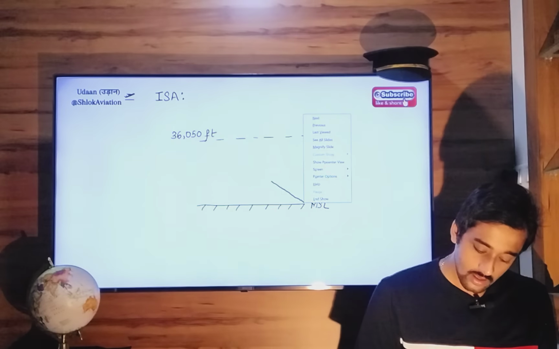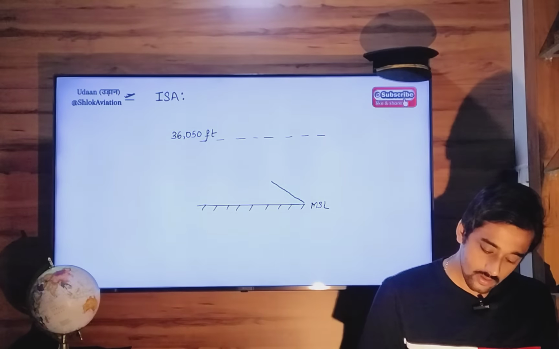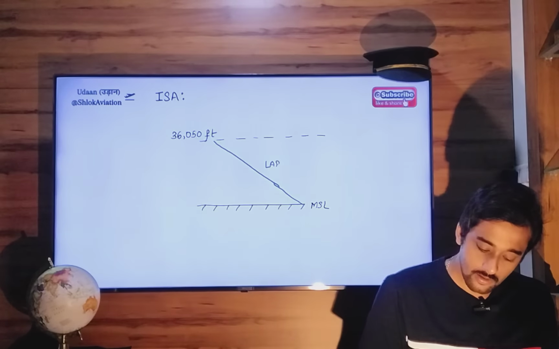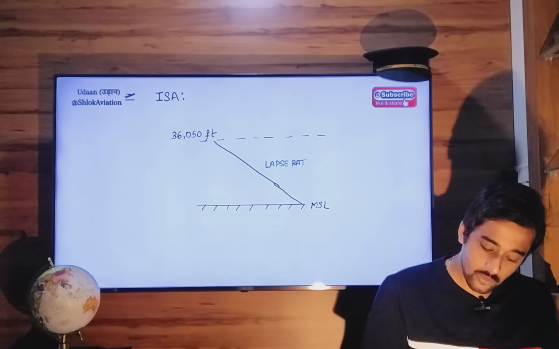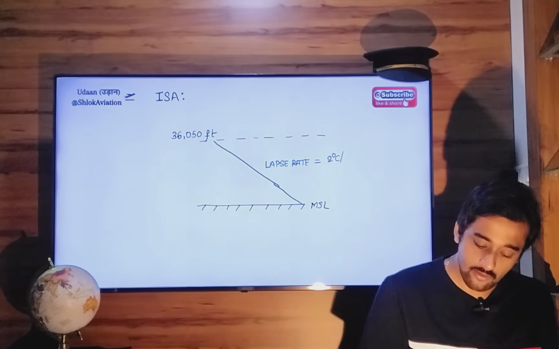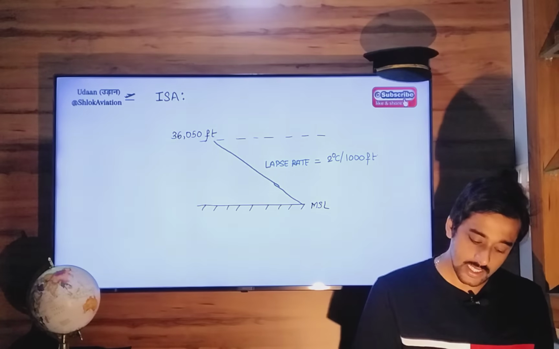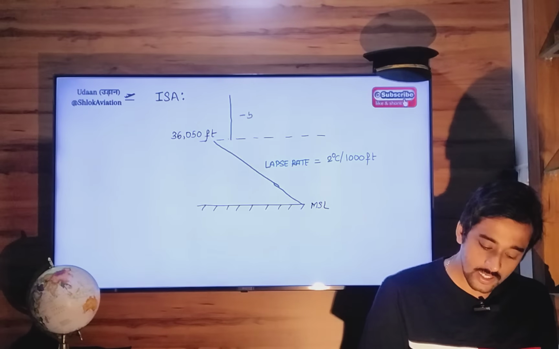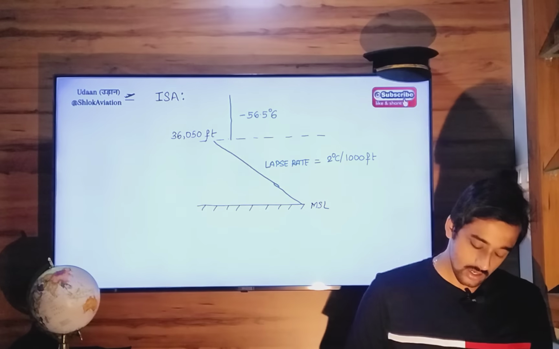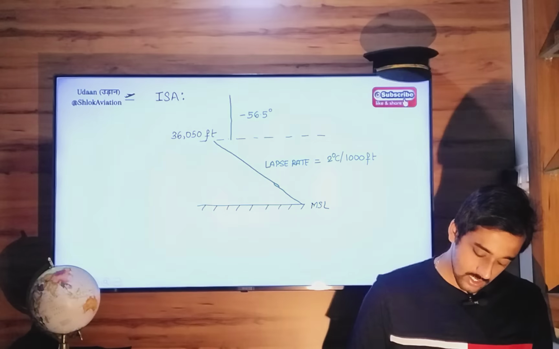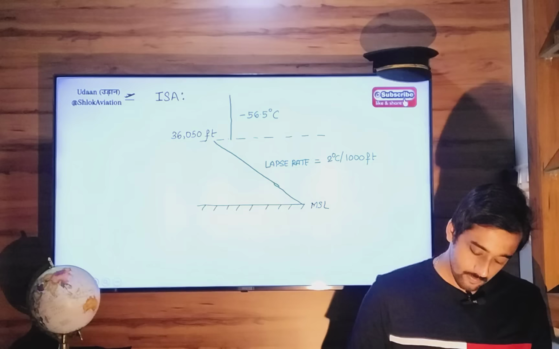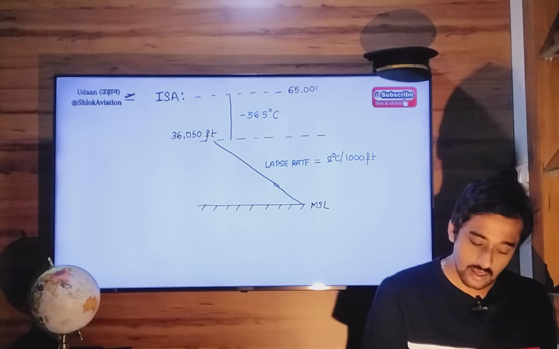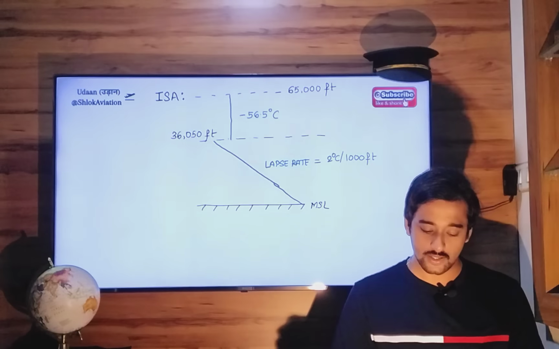Temperature decreases at a lapse rate of approximately 2 degrees Celsius every 1000 feet. Above 36,000 feet, the temperature remains constant at minus 56.5 degrees Celsius, up to some 65,000 feet. After that, the temperature again starts increasing.